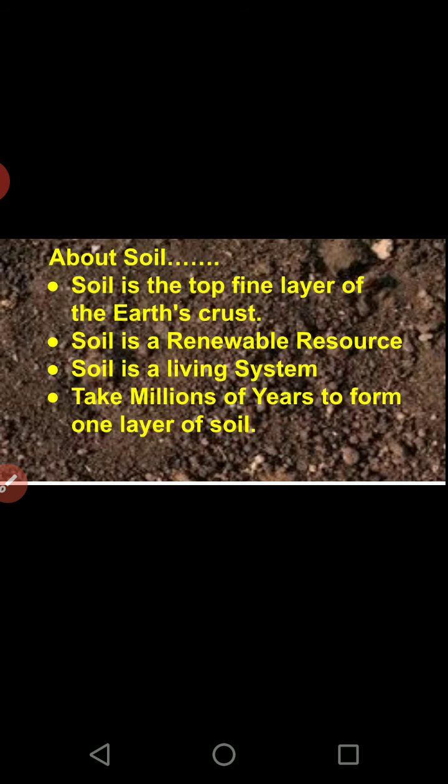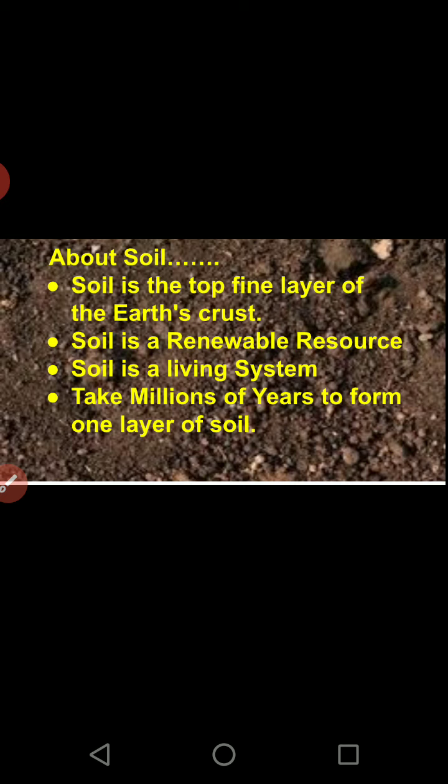First of all, soil is which part of the earth's surface? Here we have, the soil is the top fine layer of the earth's crust. Earth's crust, the hardest layer, and in that also, the topmost layer, which is very narrow. It is not very deep. It is just a narrow layer. And this topmost fine colored powder, or you can say mixture, is called the soil.